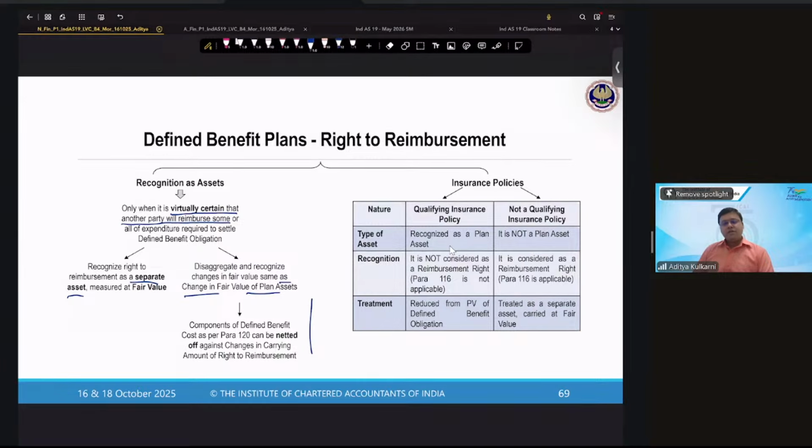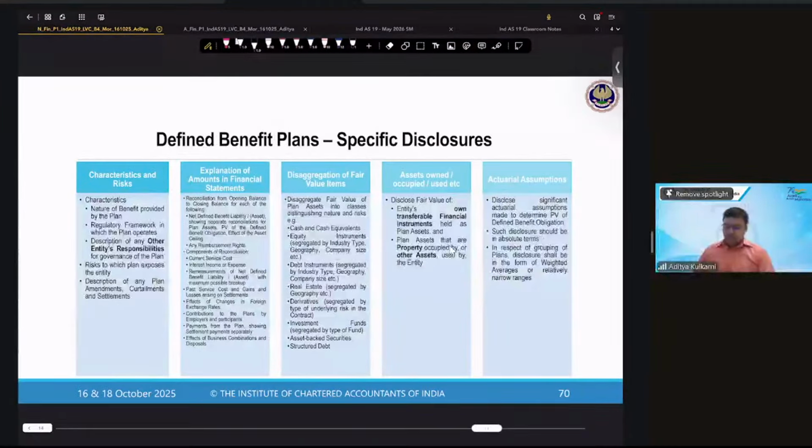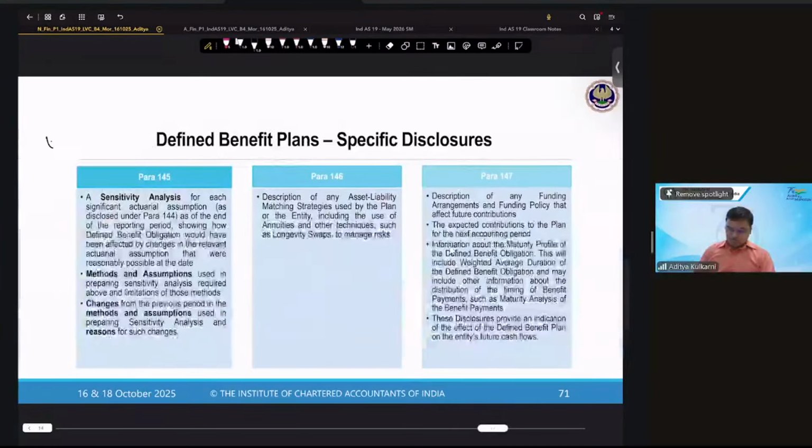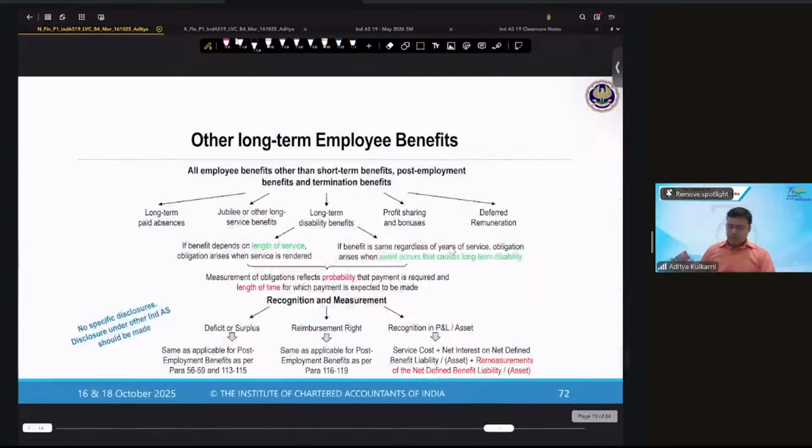Insurance policies: if it is a qualifying insurance policy, do not treat it as a reimbursement. It will be part of your plan assets. But if it is not a qualifying insurance policy, then it will be treated as a reimbursement, and carry it as a separate asset. Okay, so these are the disclosures. You can just go through this for homework. These are specific disclosures.